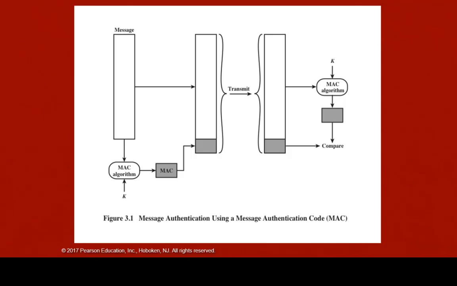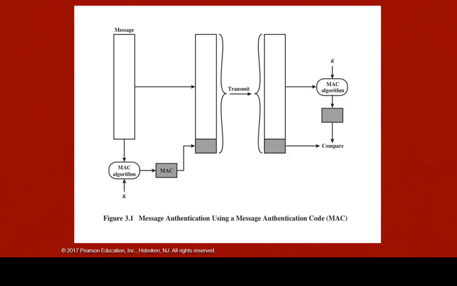Please review the message authentication figure. One authentication technique involves the use of a secret key to generate a small block of data, known as a message authentication code, MAC, which is then appended to the message. This technique assumes that two communicating parties, say A and B, share a common secret key, KAB. When A has a message to send to B, it calculates the message authentication code as a function of the message and the key. The message plus code are transmitted to the intended recipient.